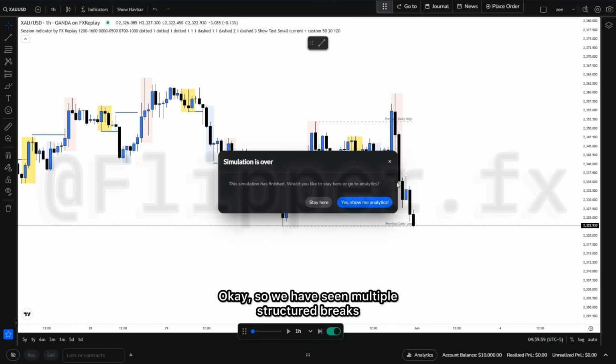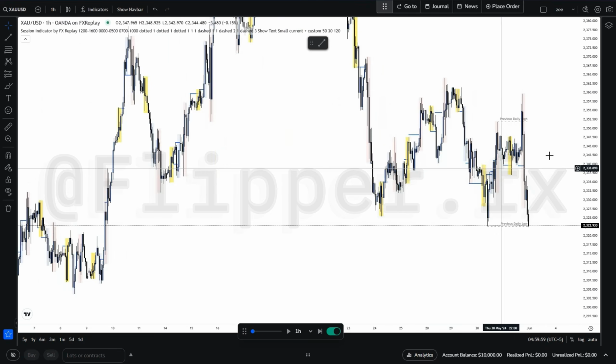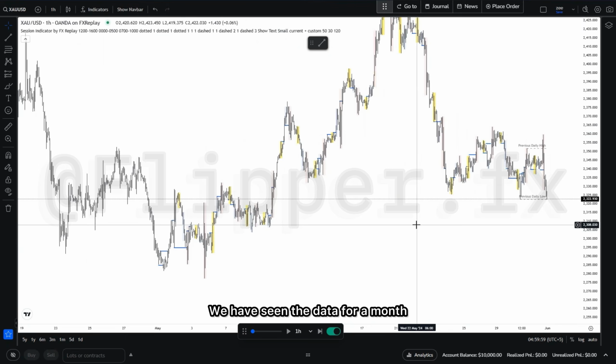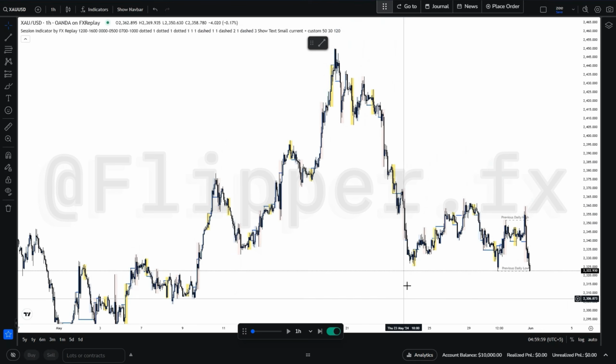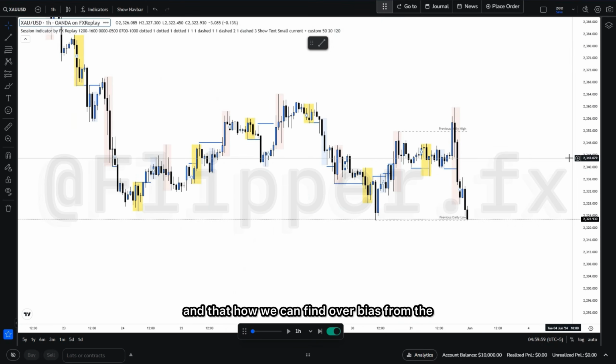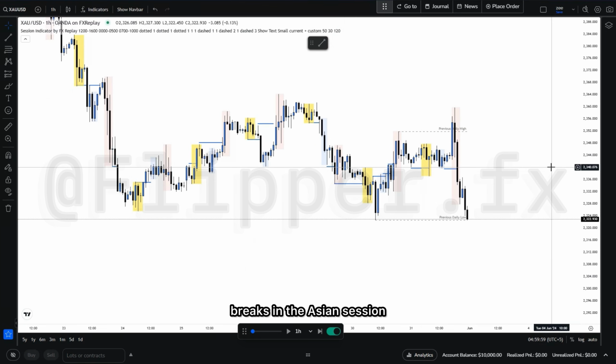Okay, so we have seen multiple structure breaks. We have seen the data for a month, and how we can find our bias from the breaks in the Asian session. Sometimes the confirmation comes in London, other times in New York, but the session doesn't matter as much as understanding the breaks themselves. And in the upcoming session, you will gain an even clearer picture of how to find your daily intraday bias with precision.